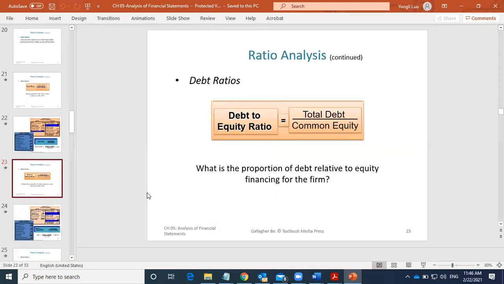Another one is the debt to equity ratio. The numerator is the total liability, and the common equity here is the total owner's equity. Your total liability divided by your total owner's equity is your debt to equity ratio.